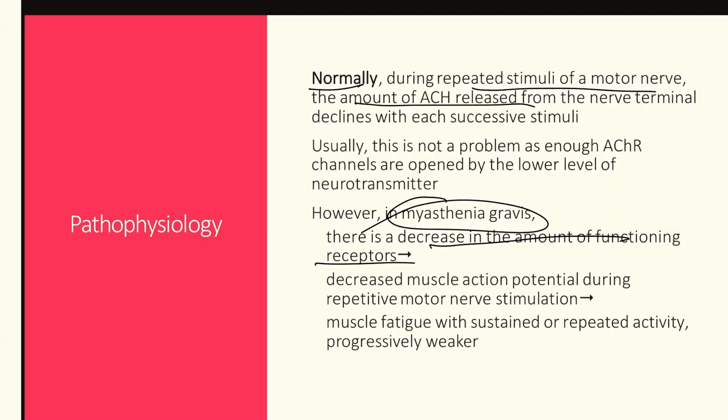We blocked them out because the autoantibody is blocking the receptors and they're not functioning anymore. So we get a decreased action potential during repetitive stimulation. There's not enough to stimulate anymore really to get you over threshold. So you get progressive muscle weakness. They get progressively weaker with repetitive stimulation.